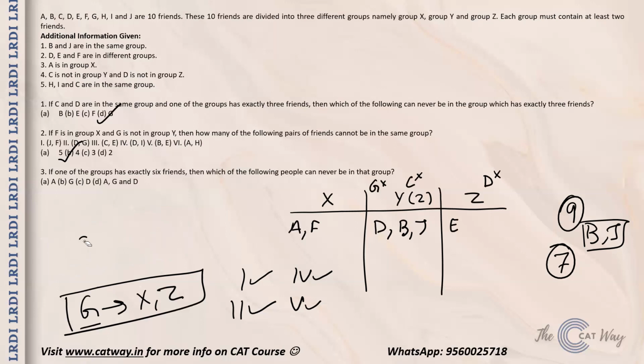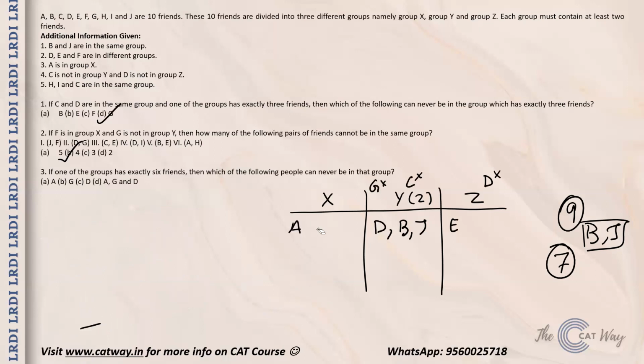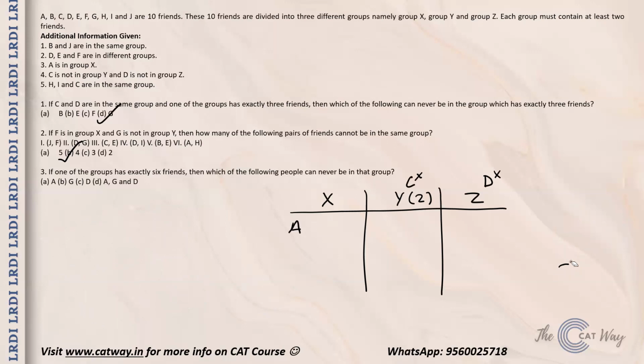Now let us move towards the third question that we have. So this is what you have. It says if one of the groups has 6 friends, then which of the following people can never be in that group? So one of the groups has exactly 6 friends. If one group has 6 friends, the other 2 groups have 2 friends each, right? That means H, I and C are definitely going to be a part of that group, the one which is of 6 people.